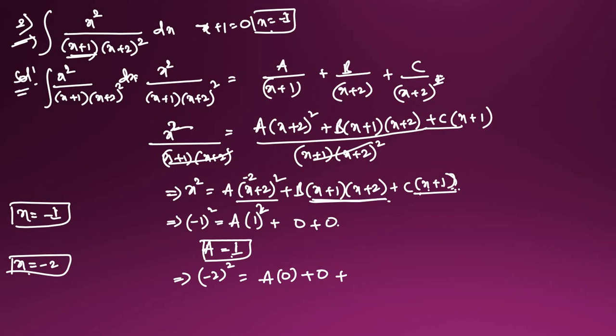x is equal to -2, so it will become -2 + 1, so -1 here, -C will come here. So here -C is equal to how much will come here? C is equal to 4, -C is equal to how much? 4. So C is equal to -4 will come here. So this we got. So A value and C value we got here.